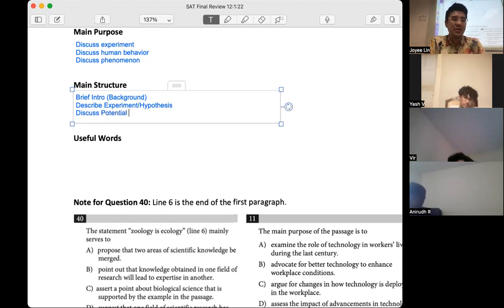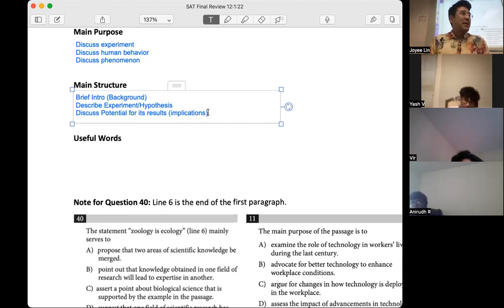Discuss the potential for its results. What's the word they use on the SAT all the time? Implications, right? So the word is implications. That's again the broad category. You present the phenomenon, you discuss its implications. And then what do some journalists do also, as one more thing that they add onto their passage?